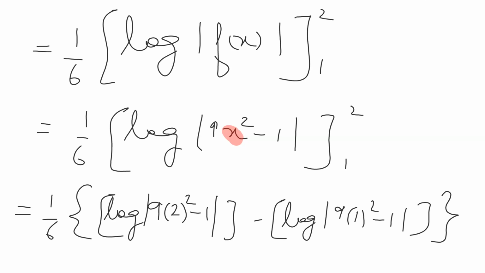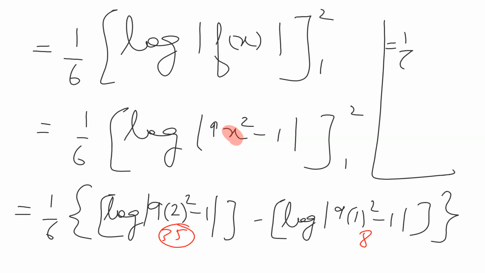So the value of this is 35 if I'm not wrong, and the second log value is 8. So this can be written as 1 by 6 log 35 upon 8, because log a minus log b is equal to log a upon b, or a divided by b. Have you understood the problem? I've written the final answer on top.